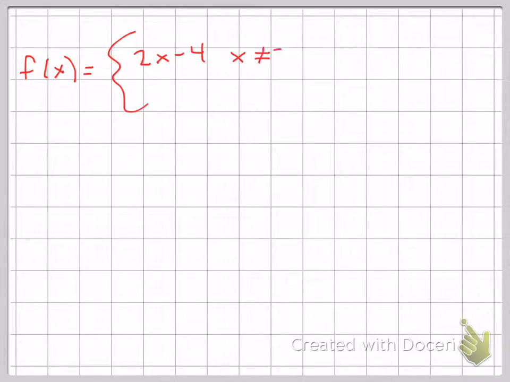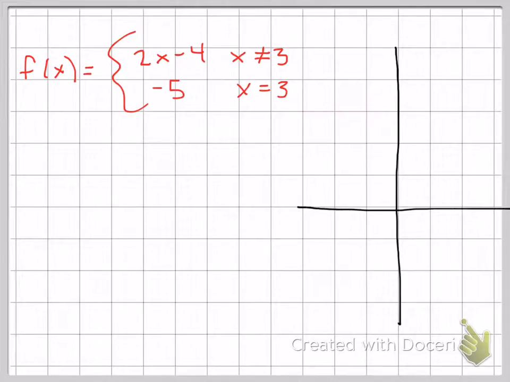So the last thing that we're going to do is go through finding a limit by graphing. So going back to piecewise functions, f of x is equal to 2x minus 4 if x does not equal 3, and y equals negative 5 if x equals 3. So I'm going to go ahead and make our t-chart. So remember, the way we did this is we made two t-charts.